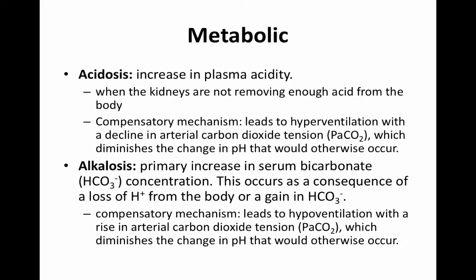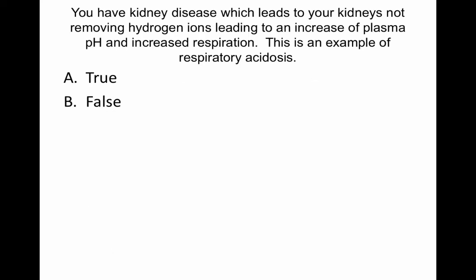Metabolic is essentially happening due to your body. So this could be maybe the kidneys aren't removing enough acid from the body, or something's happening with, like I gave you the example, working out. So it's going to compensate using your respiration to help the pH change into something that's neutral. So you have kidney disease, which leads to your kidneys not removing hydrogen, leading to an increase of plasma pH and an increase of respiration.